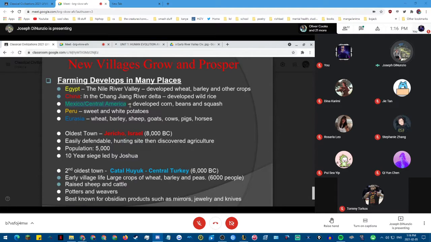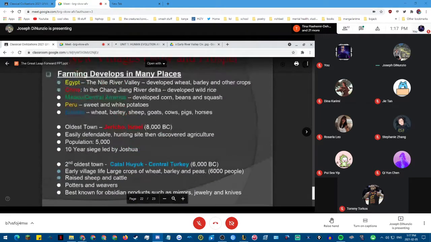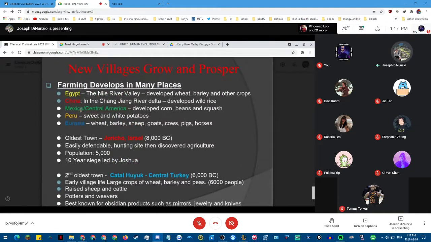Mexico and Central America, very known for corn and squash and beans, which come from this area. Peru, known for the potatoes, sweet potatoes. I'll let you copy some of this down and then we'll move on.